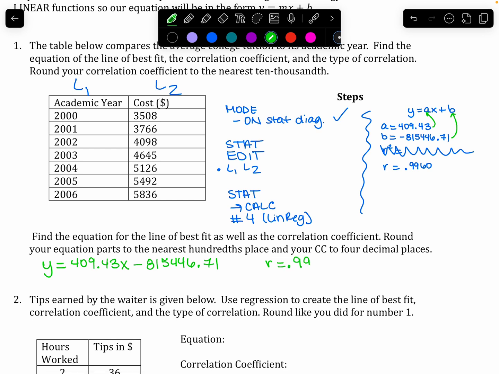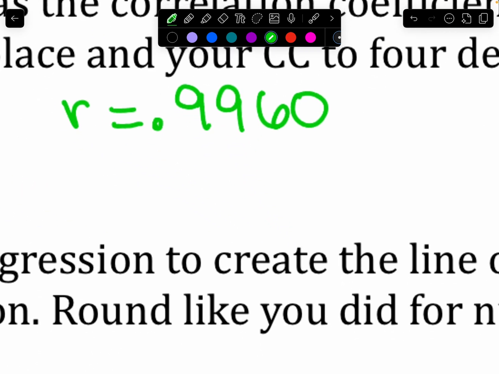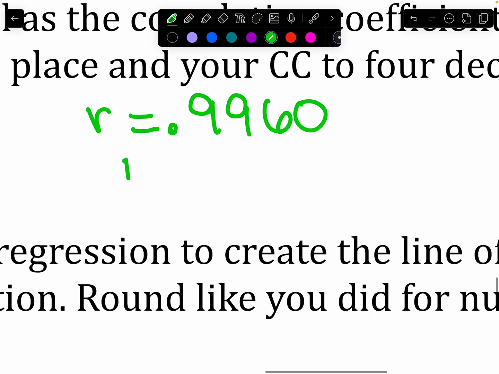Now it wants our correlation coefficient, okay? So we will do our correlation coefficient is 0.9960. And then up above, it tells us to list the type of correlation. If you look at your R value, it is positive.